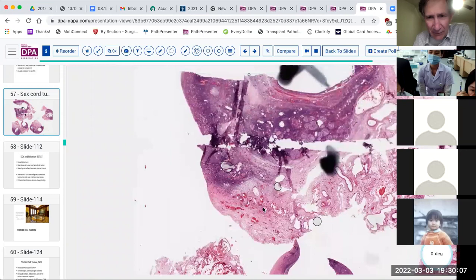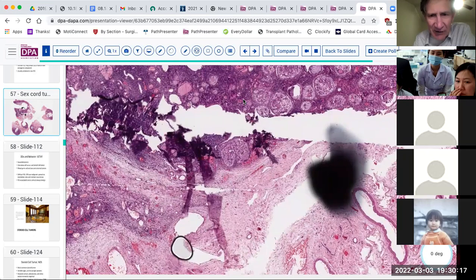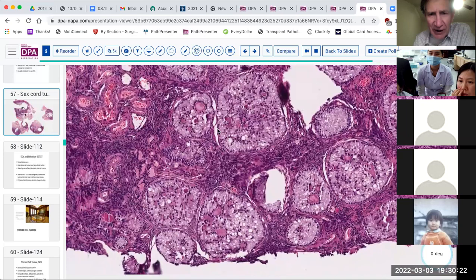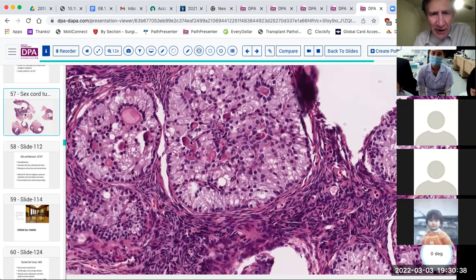Okay, here we are. And this sectioned poorly, I think, because there may have been some calcification in this tumor. But here you see these very characteristic nests of cells, rounded nests, pale cells, and then these very characteristic eosinophilic tubules, the annular tubules, with homogeneous eosinophilic material, and sometimes a little bit of peripheral nuclear palisading around them.